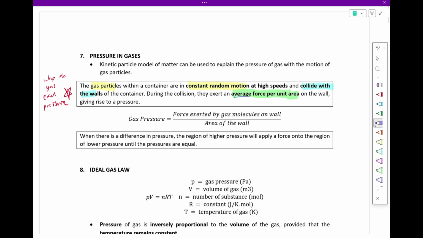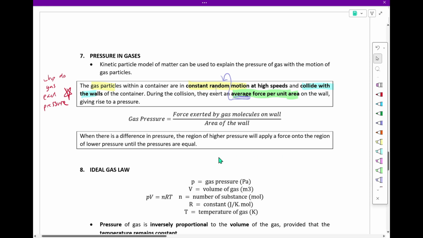Now, this word average, do we need the word average? Yes, because it's linked to the word random, because we don't know how many particles are colliding against the wall at this time. Like time 1, maybe you have a certain amount, time 2 is a different amount that's colliding. So whenever you are dealing with anything that is random itself, the only thing we can do is estimate. We can only estimate how much and how often you actually collide with the walls itself.